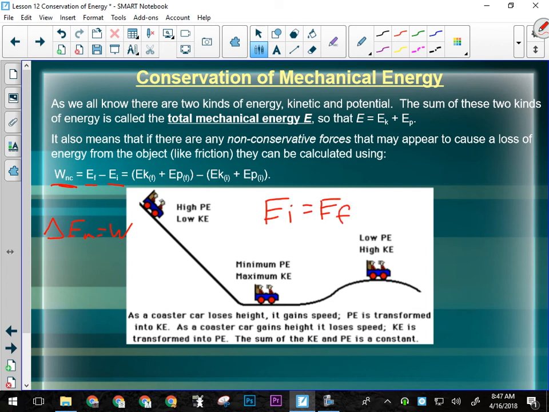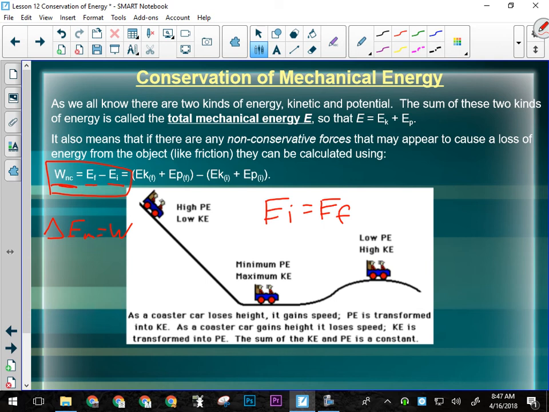And that's the way most of your roller coaster questions from last year started. EI equals EF. Our initial mechanical equals our final mechanical. If that is not the case, then this applies, and it is essentially no longer a conservation of energy question.